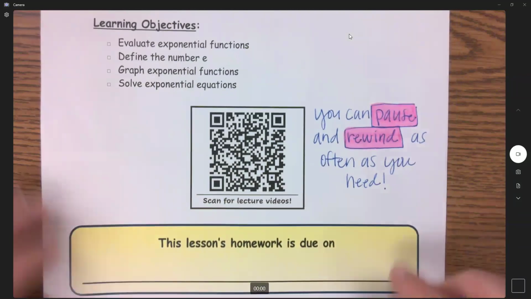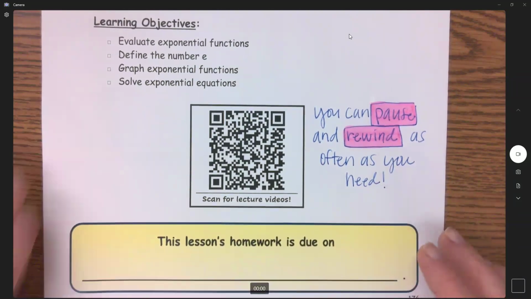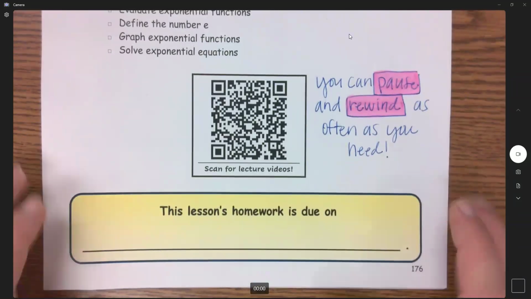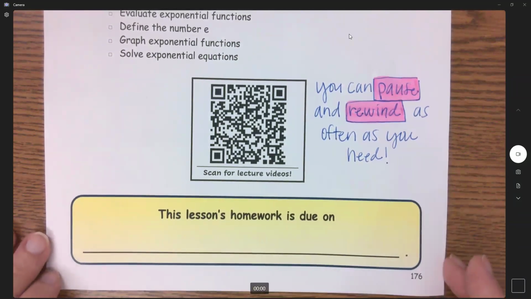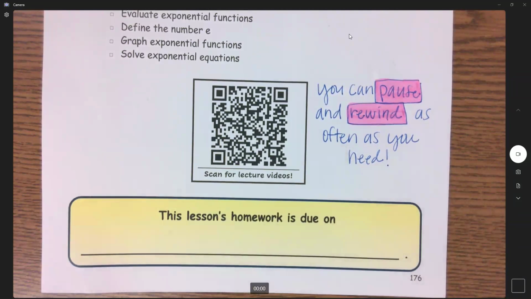As a reminder, you can pause and rewind as often as you need. So this lesson is at your pace. And then you need to look at your course schedule to see when this lesson's homework is due.